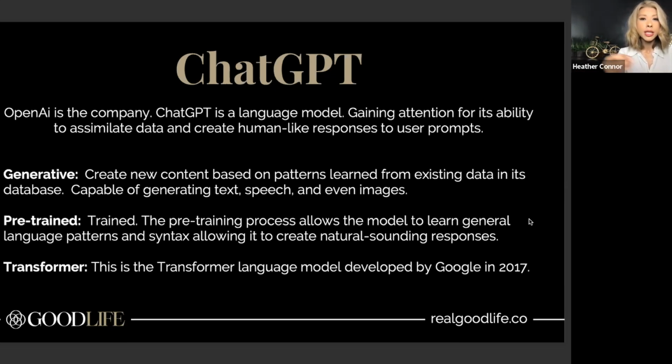Essentially, you've seen ChatGPT and OpenAI. OpenAI is the company, ChatGPT is the language model, and it's gaining rapid attention for its ability to assimilate data and create human-like responses to user prompts. Now, GPT stands for the following. G is generative, which creates new content based on patterns learned from existing data in its database. It's capable of generating text, speech, and even images. The P stands for pre-trained. This model has been pre-trained by its developers, and that process allows the model to learn general language patterns and syntax, which is what allows it to create natural sounding responses. And the T stands for transformer. This is the transformer language model, which was developed by Google back in 2017.